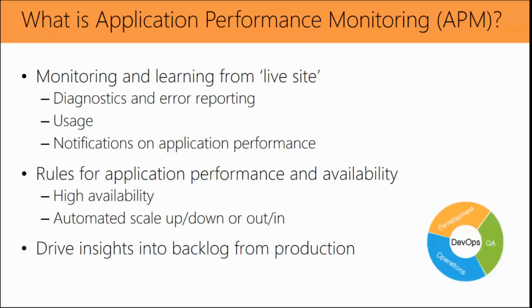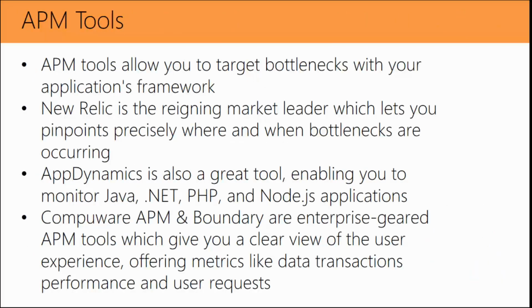And we also monitor these applications to drive insights into backlog from production. So it gives us a trail or a history and metrics, if you will, so that we can understand our development environment better from the production perspective. So it's a very important tool that we need to use and must have for the DevOps environment. Here are the tools. So the APM tools simply allow us to target bottlenecks within our application's framework.